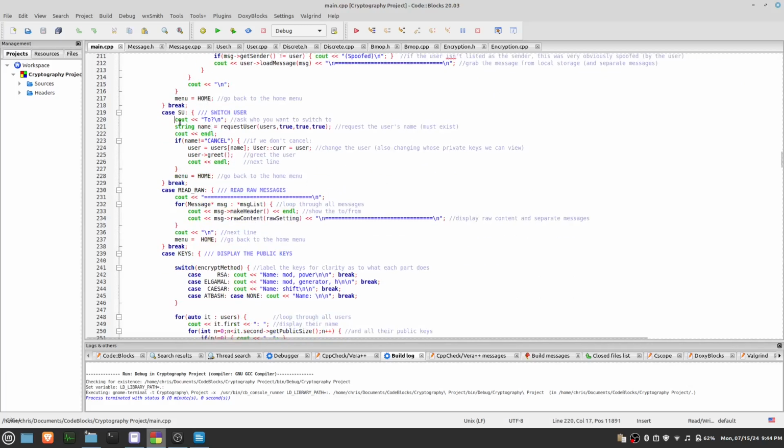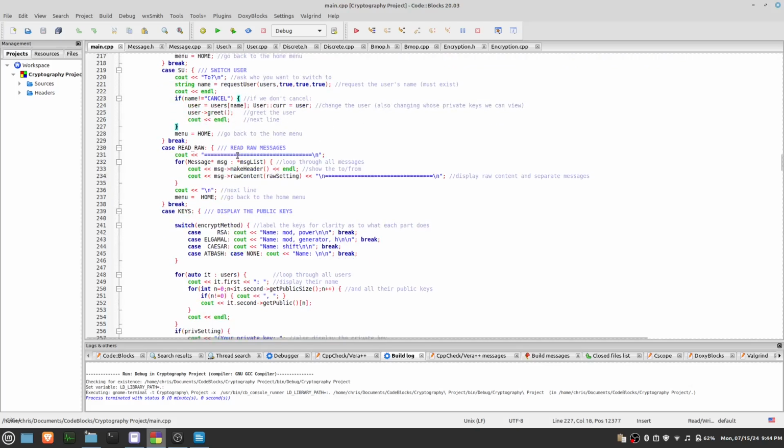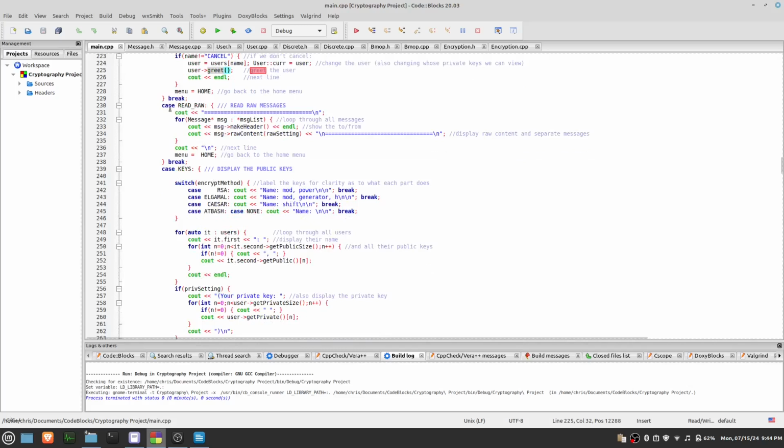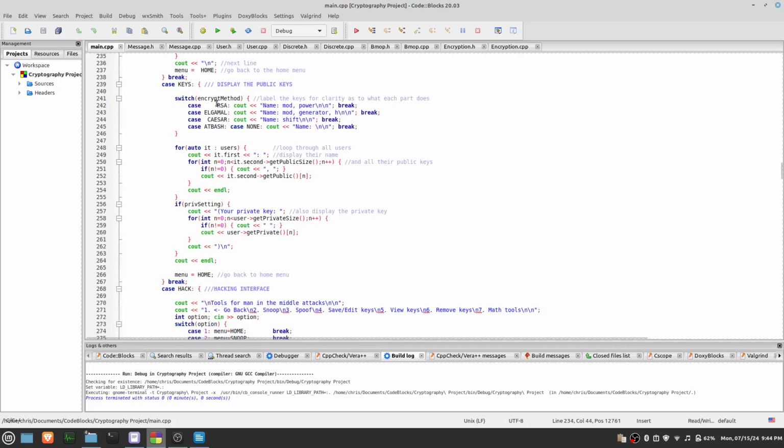Switch user. This is a very important part of this. Literally just switch to the user though, and greet them, of course. Read raw. It just shows you all the raw messages. Raw encrypted. Keys. Display all the keys.